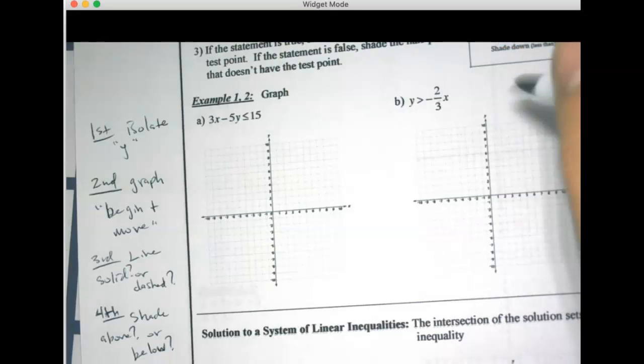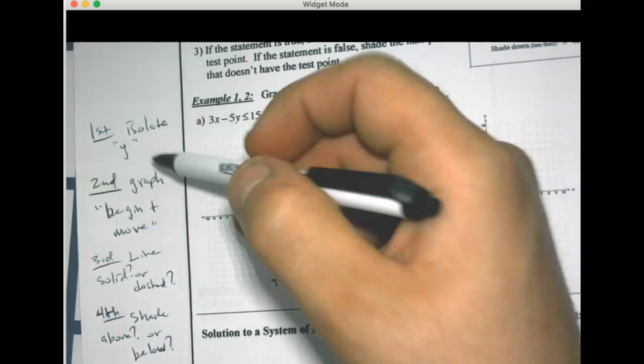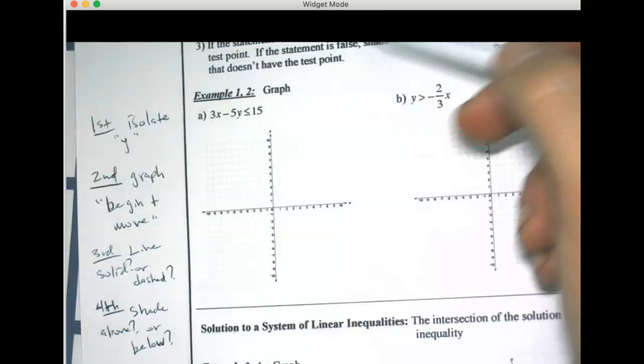Hey guys, these are the notes on solving systems of linear inequalities. Basically, we're just graphing. I will follow these steps. The steps up here, they're okay too, but I like these steps better.